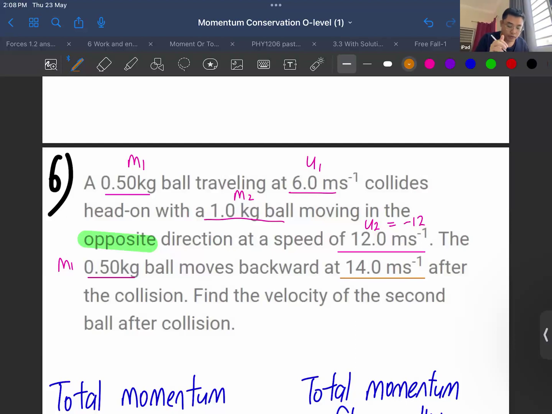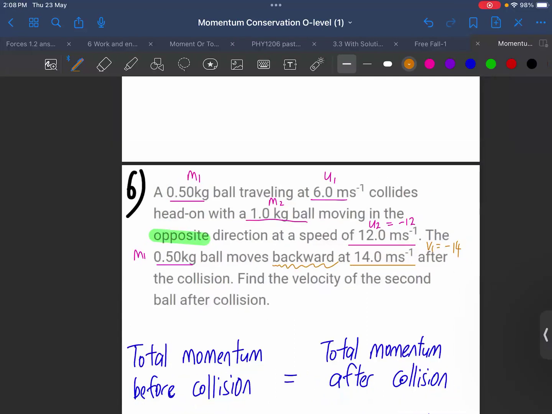And also by the same reasoning, is there any adjustment that you want to make to the number? Negative 14. Why did we know that this is negative 14? Because it's going backwards. All right, okay, so now you can check.